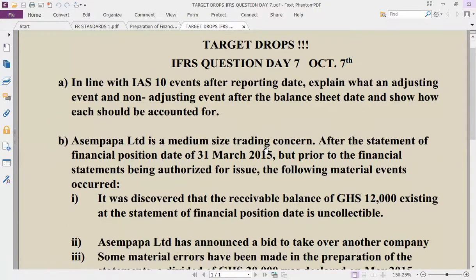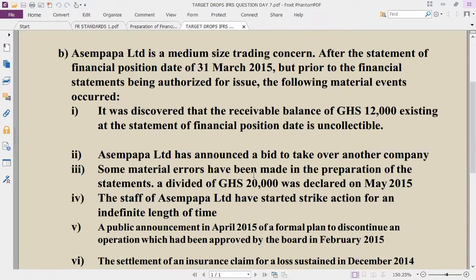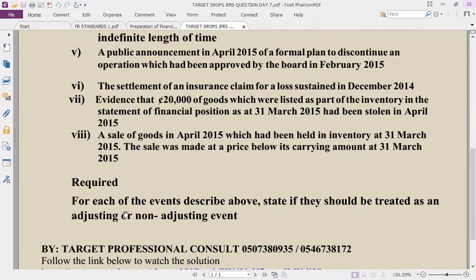First, I'll go to the A for you. It's just explaining, in line with IAS, events after the reporting date. Explain what an adjusting event and a non-adjusting event is after the balance sheet date, and show how each should be accounted for. Yes, we explain. Let's go to the B. Let's go to the requirement first. For each of the events described above, state if they should be treated as an adjusting or non-adjusting event, and provide suitable reasons. Okay.